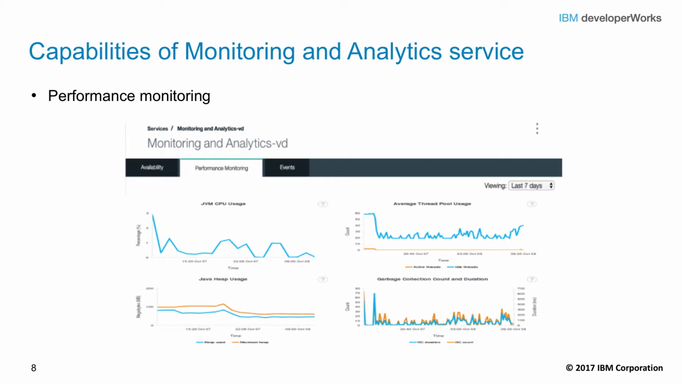The Performance Monitoring tab provides resource metrics about your Bluemix Liberty, Node.js, or Ruby-based application. Data from the last 7 days is displayed so that you can answer the following questions. Are there any unusual spikes in CPU usage? How much heap memory has my application been using, and is it within acceptable limits?